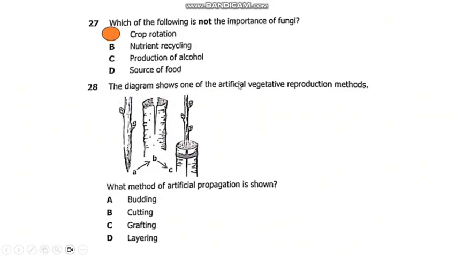The diagram shows one of the artificial vegetative reproduction methods, which is this one right here. What method of artificial propagation is shown? A. Budding. B. Cutting. C. Grafting. D. Layering. So you can see what is happening here. You can see that they are joining a part of one plant to another plant, okay, so that they can grow together as a single plant. They have taken this part and they have made one. So the type of artificial propagation shown here is grafting. So the correct answer is C.